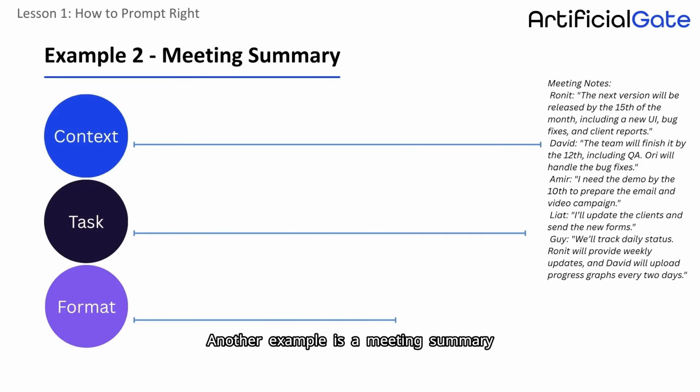Another example is a meeting summary. Take note of part of the transcript as a thank you. An example of a work meeting where the participants' names and roles appear at the beginning, followed immediately by the transcript. The structure follows the 3 components in this example as well.